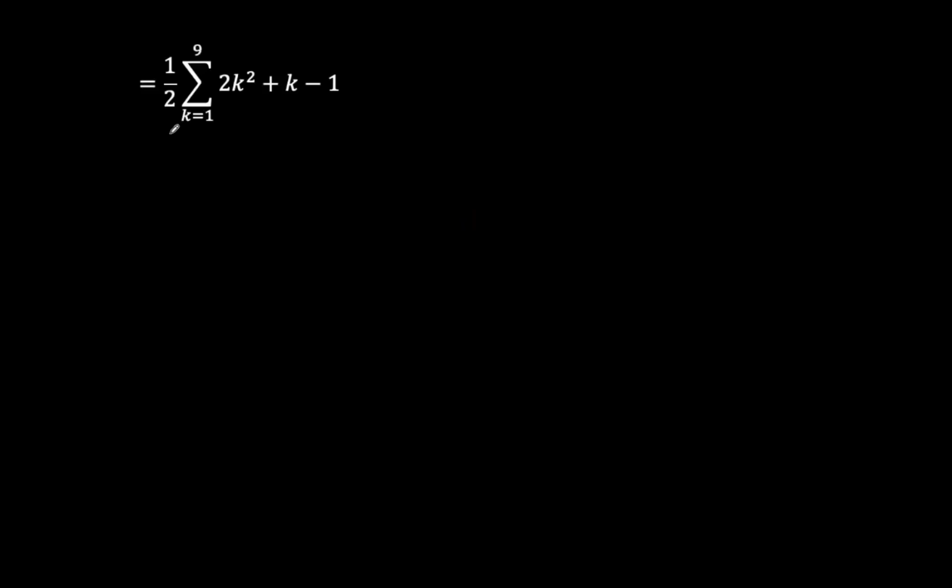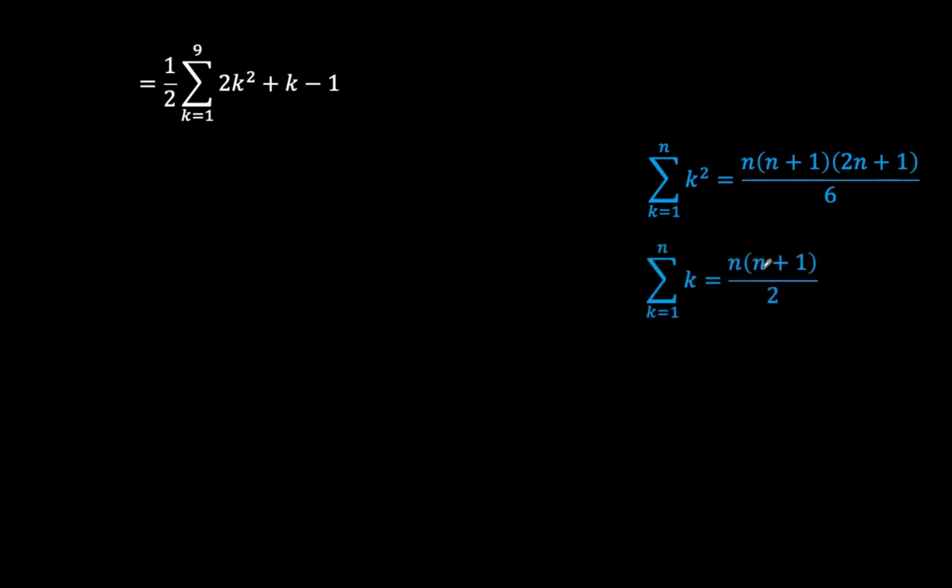So we now have our integral being equal to a half times the summation from k equals 1 to 9 of 2k squared plus k minus 1. And now just the popular things that you could know from part. Summation from k equals 1 to n of k squared is the same as n times n plus 1 times 2n plus 1 over 6. The summation of k from k equals 1 to n is n times n plus 1 over 2. So we can plug this in here with n being equal to 9. And so for this k squared, we have 2.